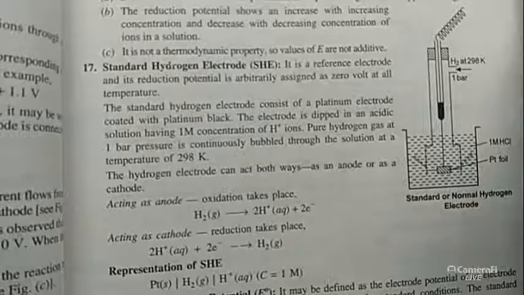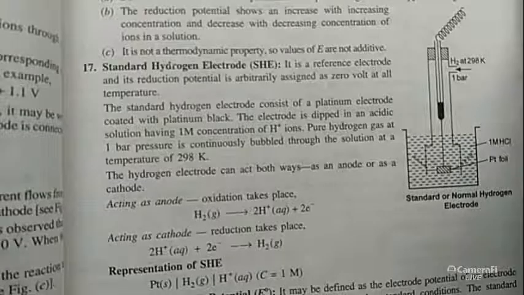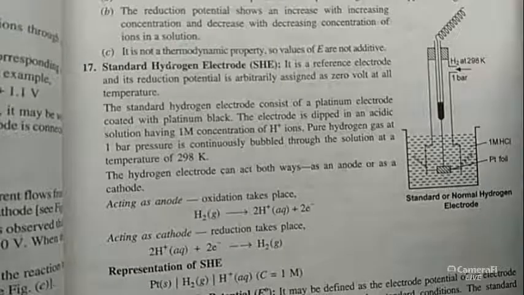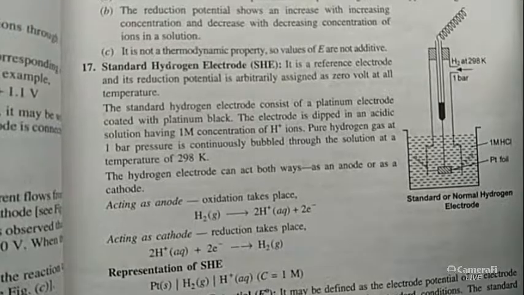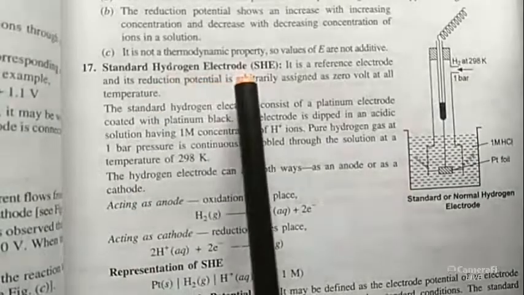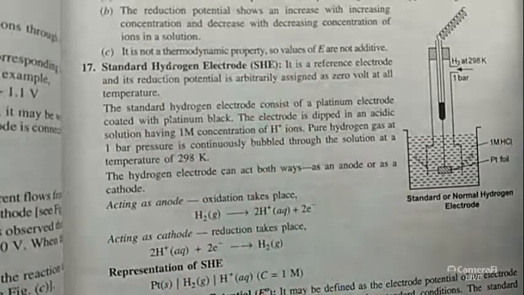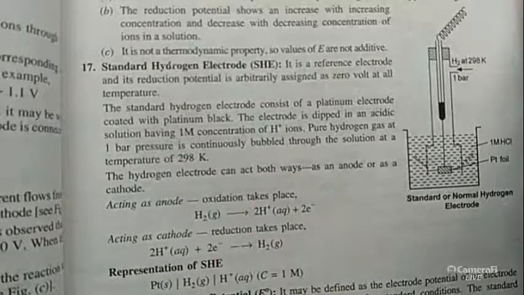In yesterday's class, we had started discussing the standard hydrogen electrode. We had not yet completed the discussion of the standard hydrogen electrode, which is shortened as SHE. S for standard, H for hydrogen, E for electrode.